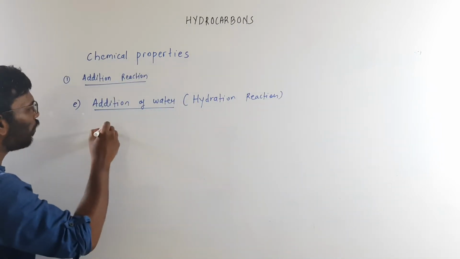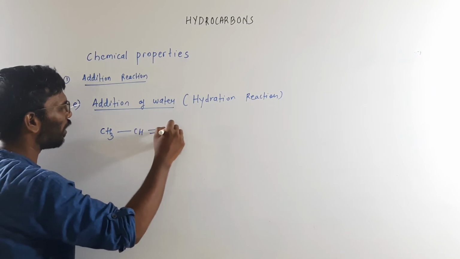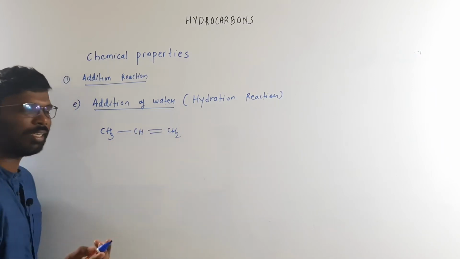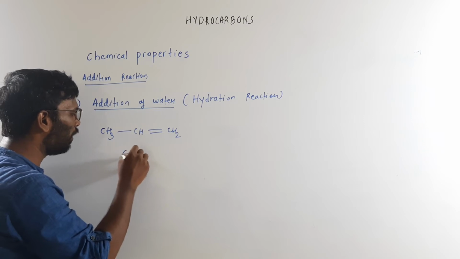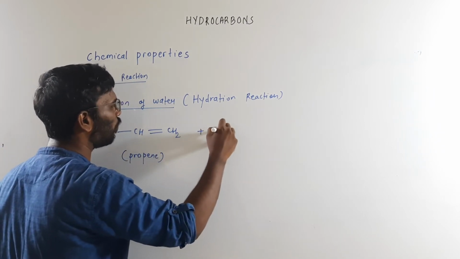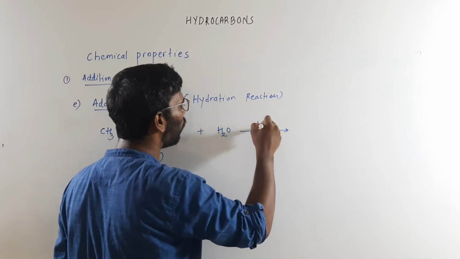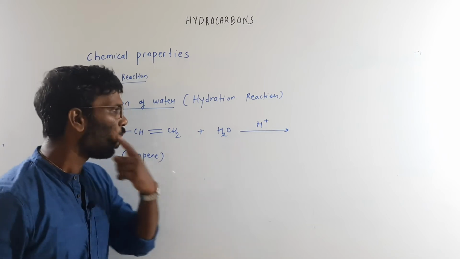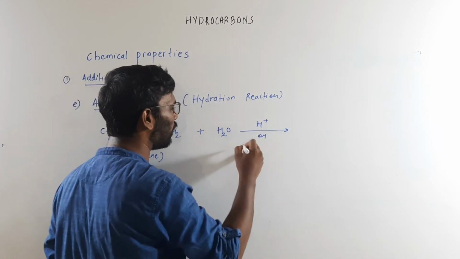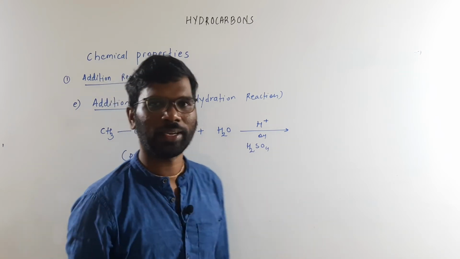Like here, you take an alkene, CH3, CH, and CH2. This is the simplest alkene, propene, and we are adding water to this. In the presence of acid, which will be represented by H plus, or it could be written on the reaction arrow like H2SO4, or any strong acid you can take, right?